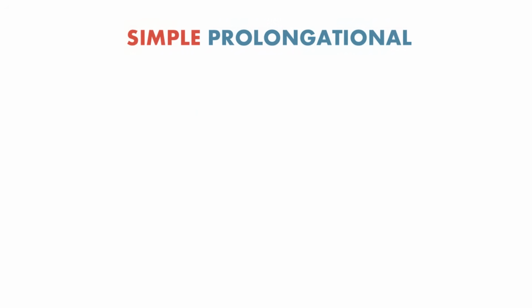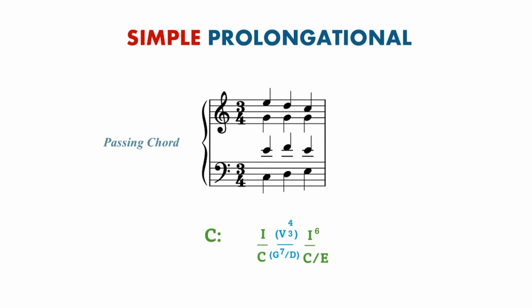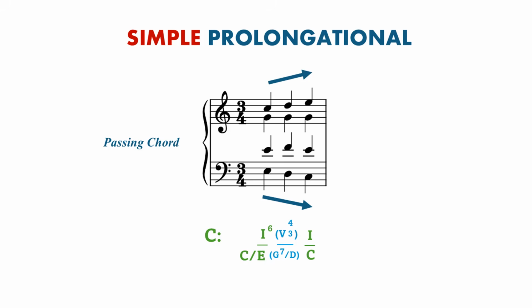The other type of simple prolongational chord is the passing chord. In the passing chord, the prolongational harmony connects different inversions of the same chord. Just like in neighbor chords, in passing chords the bass and top voices usually proceed by contrary motion. Here is an alternative realization.